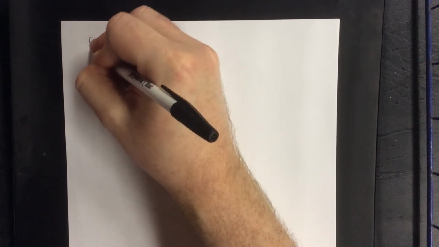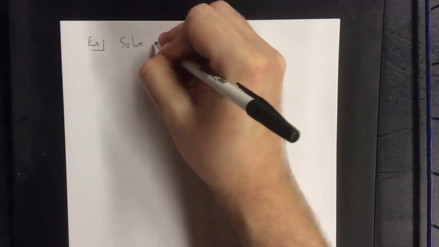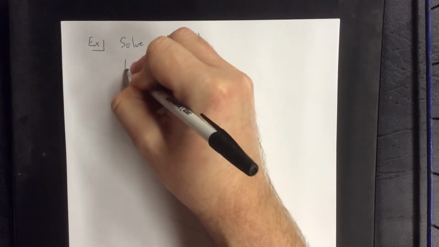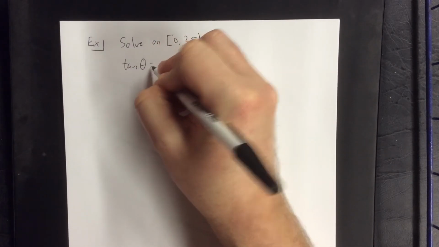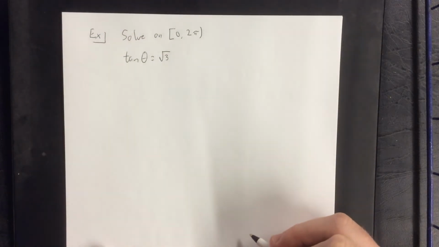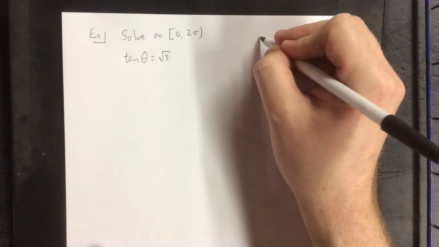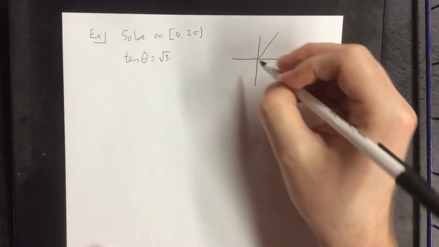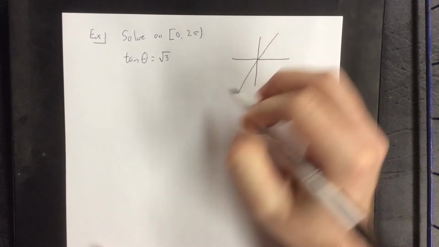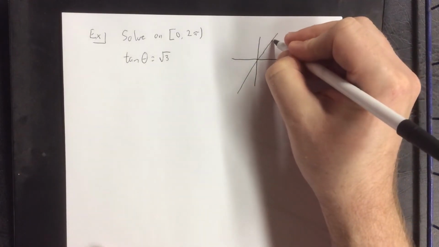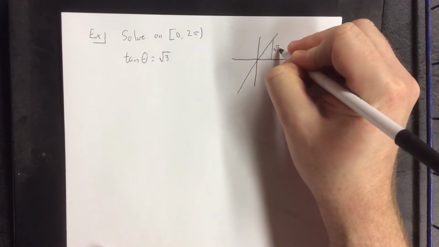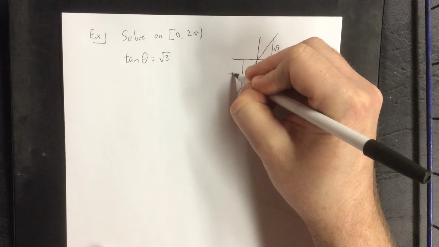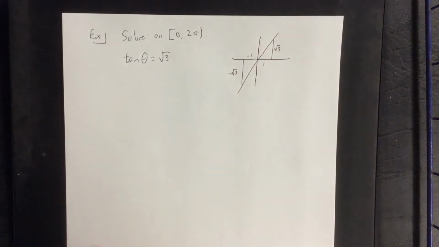Next up, once again, we'll solve on the interval from 0 to 2 pi. I'd like to do tangent of theta is equal to the square root of 3. Now, in order for the tangent of theta to be equal to the square root of 3, we'd be looking for an angle in quadrant 1 or an angle in quadrant 3, because that's where the tangent is positive, where the opposite side is root 3 and the adjacent side is 1. Or, in quadrant 3, that would be negative root 3 and negative 1.